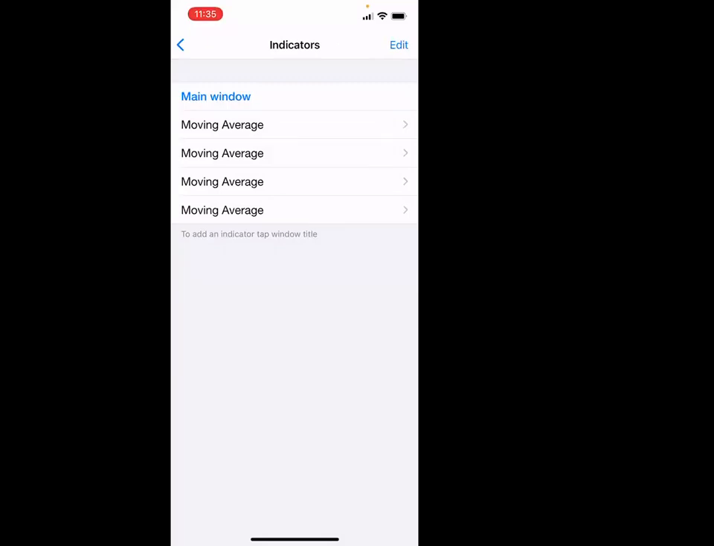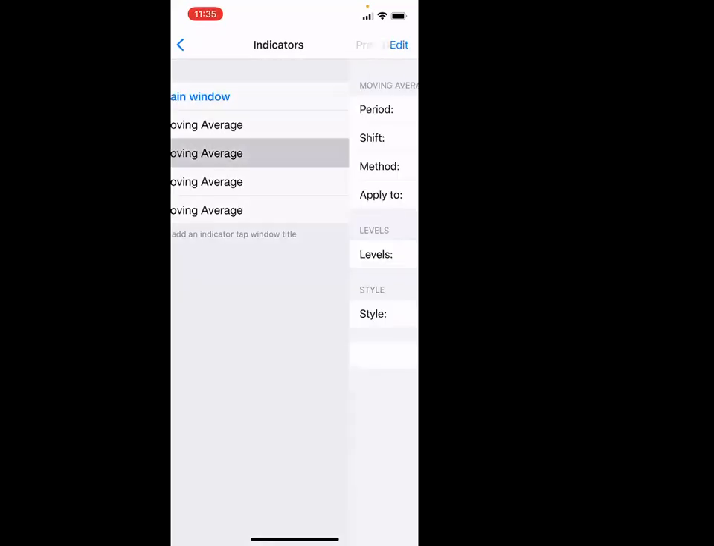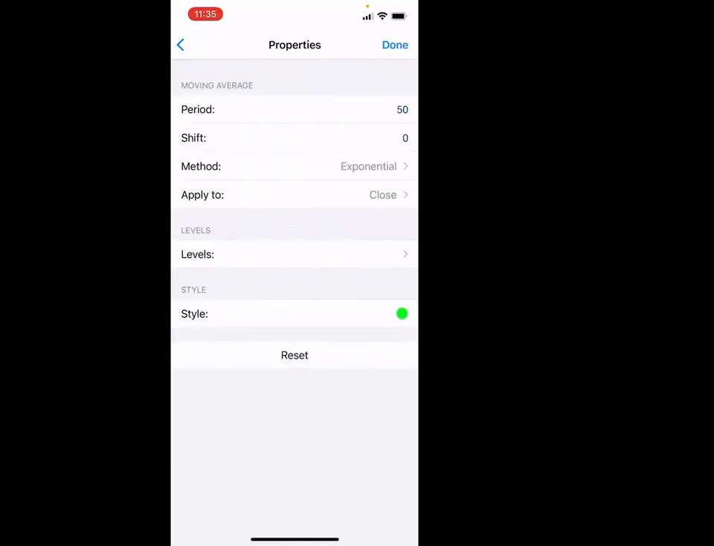Press moving average. Which color did you do the first time? The first one's automatically red. Okay, so go to moving average again. Go to period 50, method, make it exponential. Style green with the 4 and hit done. And it should be on your screen.